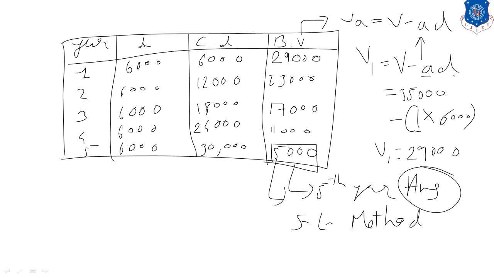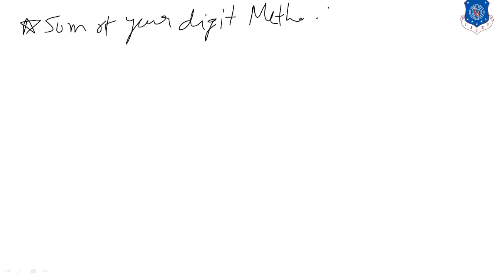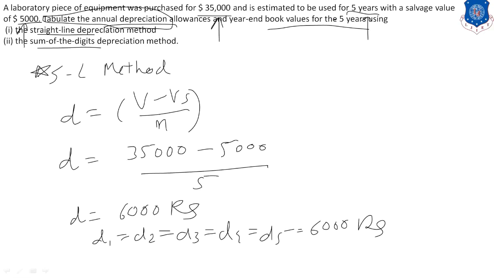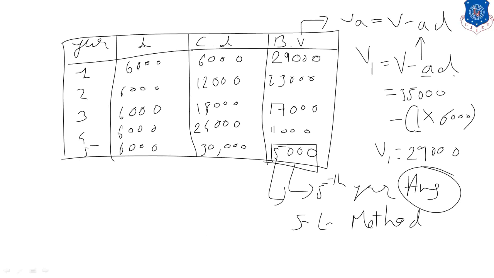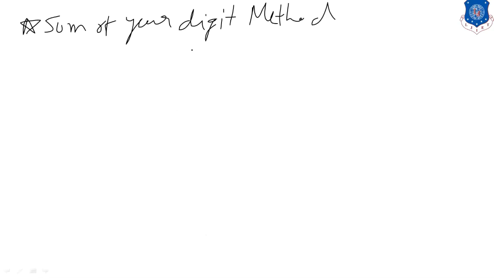Now let's calculate the same numerical using sum of year digit method, because in the statement given that we have to find out the depreciation using straight line method, which is already done, and now we have to find out the depreciation using sum of year digit method, for each year. So let's use sum of year digit method. In sum of year digit method, let's consider step by step. Step 1 is used to find the depreciable amount, which is represented by DC.